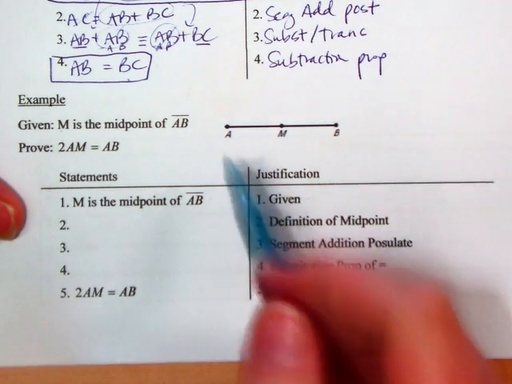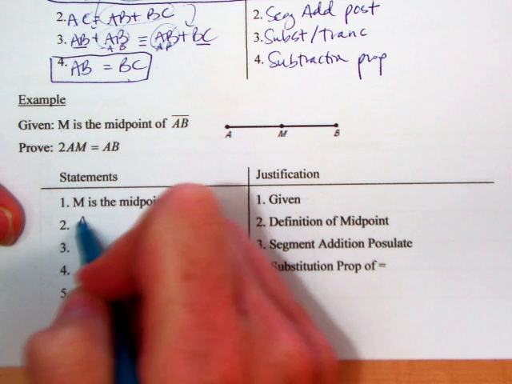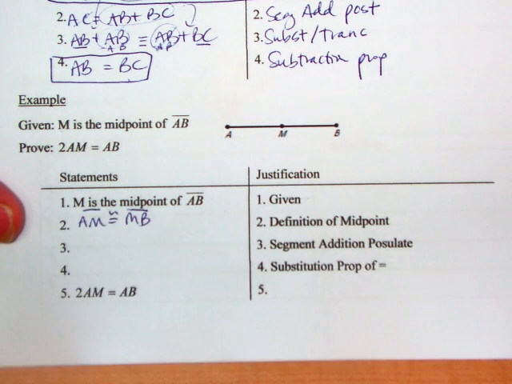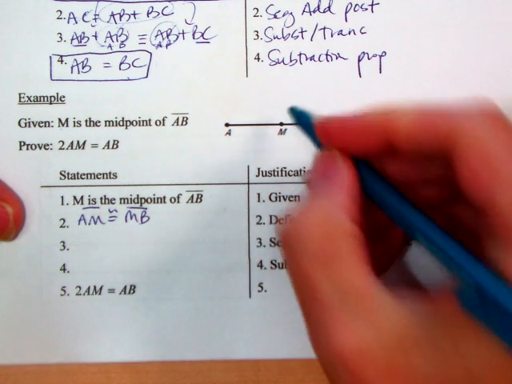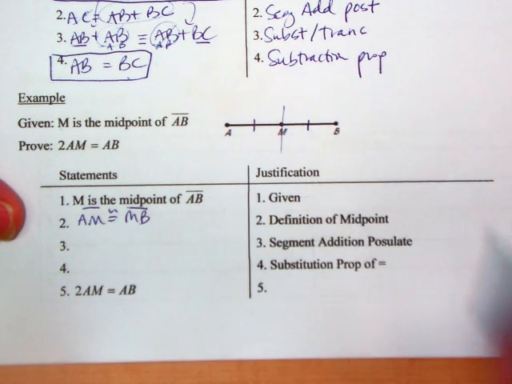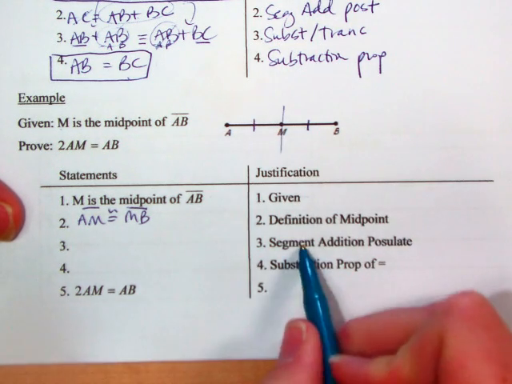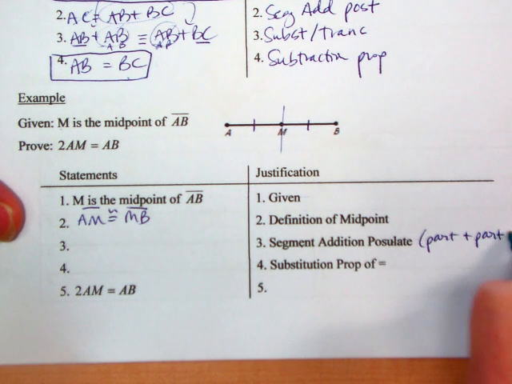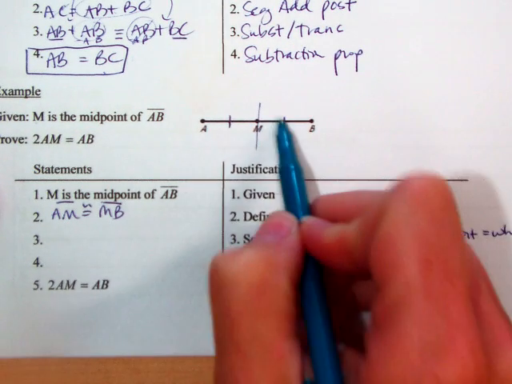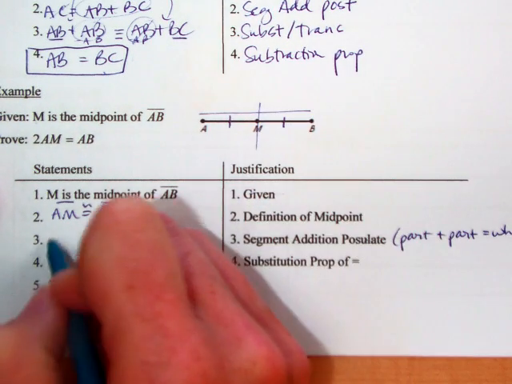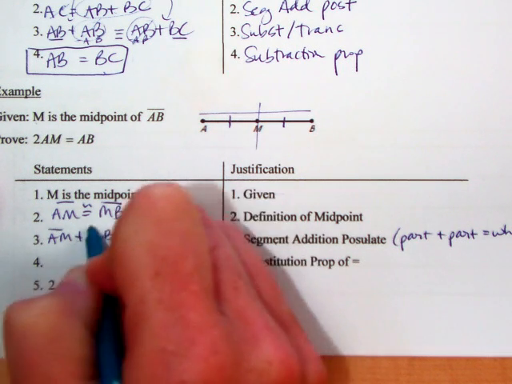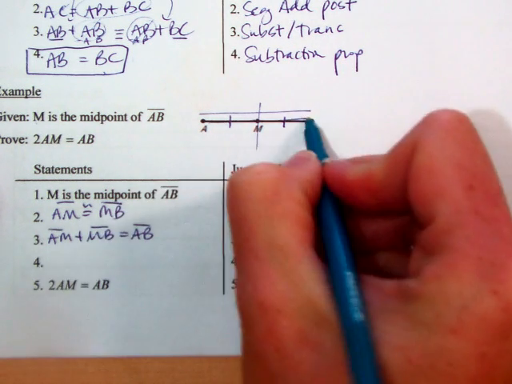So since M is the midpoint, I should be able to say that AM is congruent to MB. They are congruent to each other by definition of midpoint. Midpoint cuts it in half, and that means that this one is equal to that one. Next it says segment addition postulate. That just means part plus part equals whole. So they want me to talk about two pieces equaling the whole thing. Well, that's easy. Here's my two pieces. There's my whole thing. So AM plus MB equals AB, the whole thing. This part plus this part equals the whole thing.